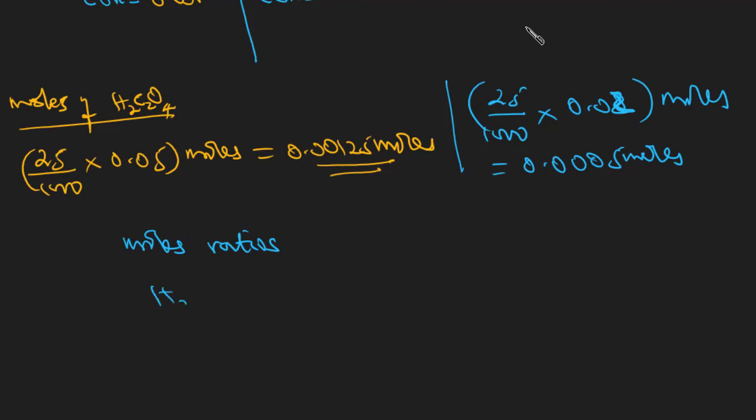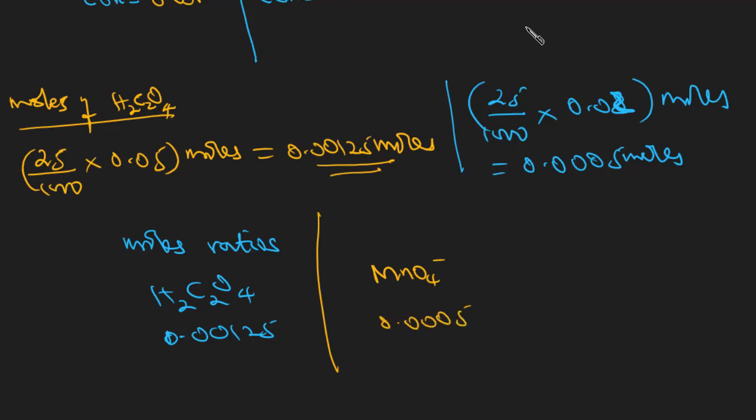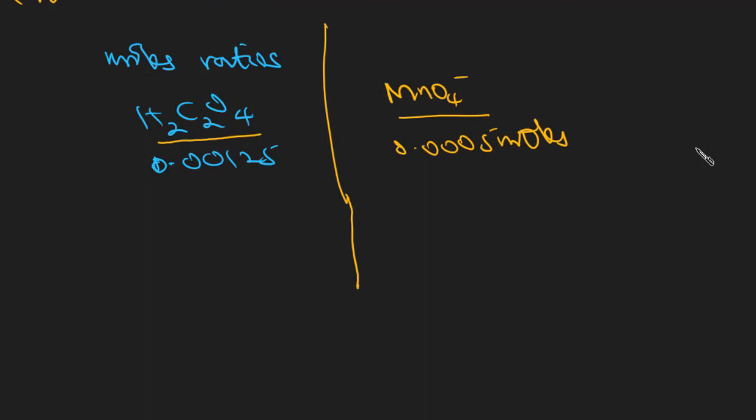The oxalic acid, that is H2C2O4, the number of moles are 0.00125, while those of manganate 7 are 0.0005 moles. To get the mole ratio, we need to divide with the smaller value here.